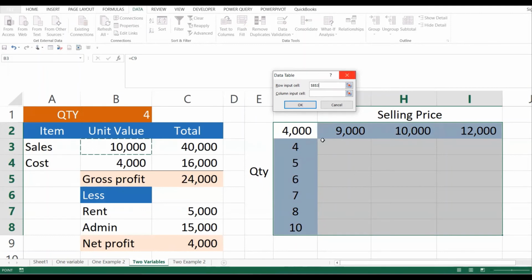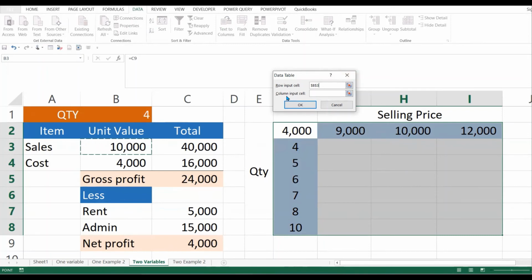So when you do that, what Excel does is go pick 9,000, put it here, and pick 4,000, put it there, get a result, and populate here. Then it goes to pick 10,000 and a 4, enters them in these two variables, gets a result, and enters it here.